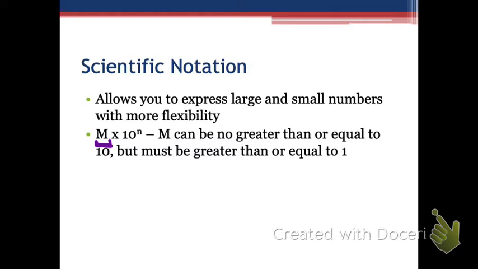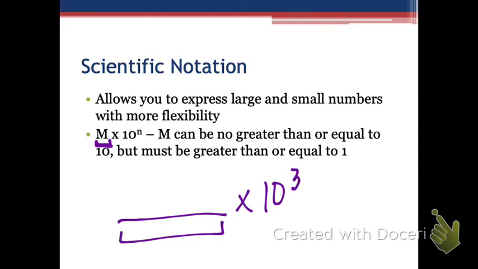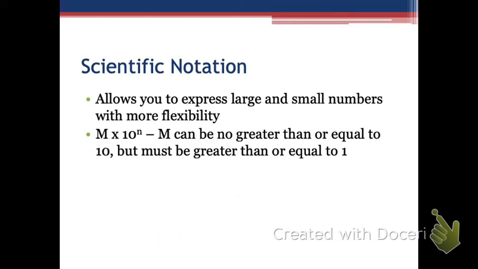So if I set up a number, something times 10 to the third, whatever this number is, has to be between 1 and 10. So I cannot have a number in scientific notation that says 53 times 10 to the second, right? Because is this number between 1 and 10? No, it's not, right? It's greater than 10. We want it to be written, instead of that, as 5.3 times 10 to the third. Okay? So that's the template for how we write scientific notation.